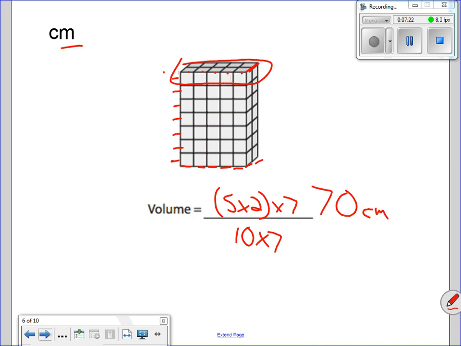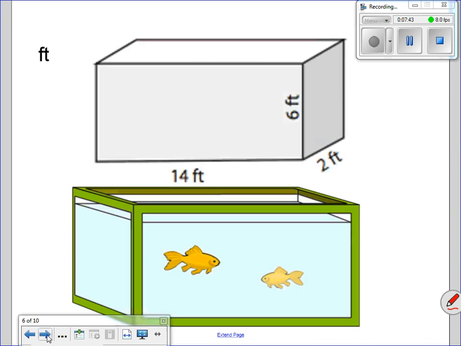centimeters cubed. Let's take a look. Does this make sense? 1, 2, 3, 4, 5, 6, 7, 8, 9, 10. I have 10 on each layer. If the area of the base is 10, so let's say this bottom layer is a 10, that means I have how many layers of that? 1, 2, 3, 4, 5, 6, 7. 7 layers of 10? Boom, that is correct.